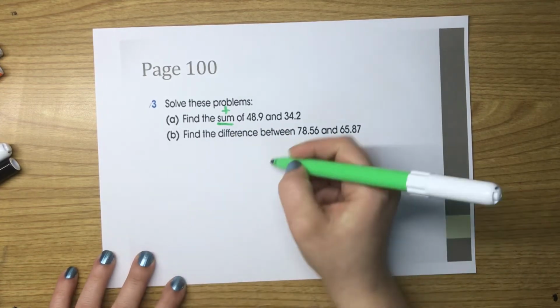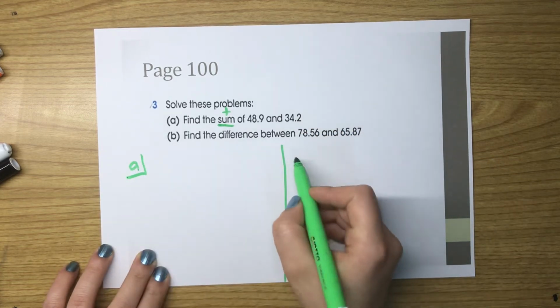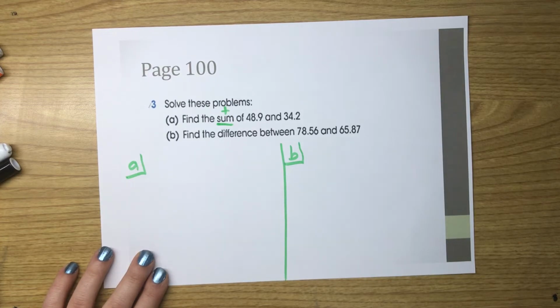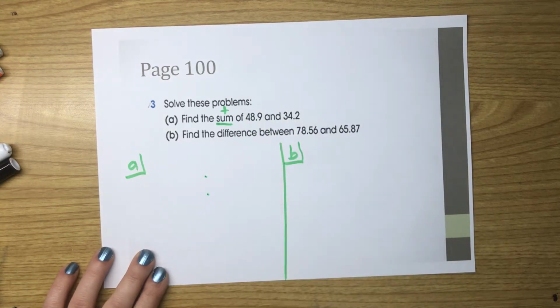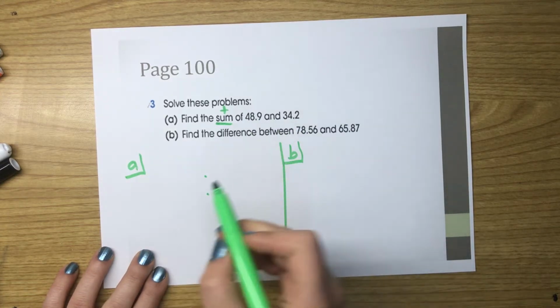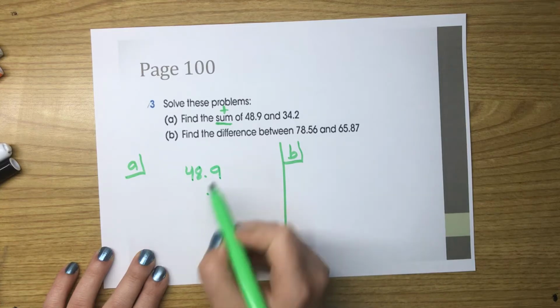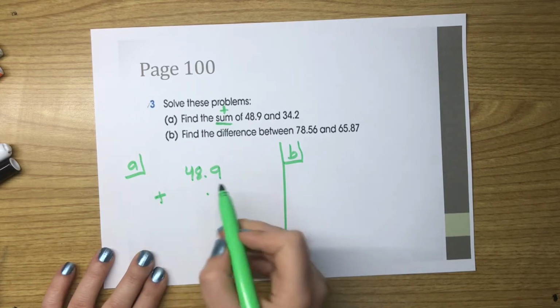I'm going to divide my working space. This is A. This is B. Find the sum. I'm going to give you a moment to remember the right steps, how to start adding. First thing we have to put the points upon each other. The first number is 48.9, add to it because they need the sum. They ask for the sum.